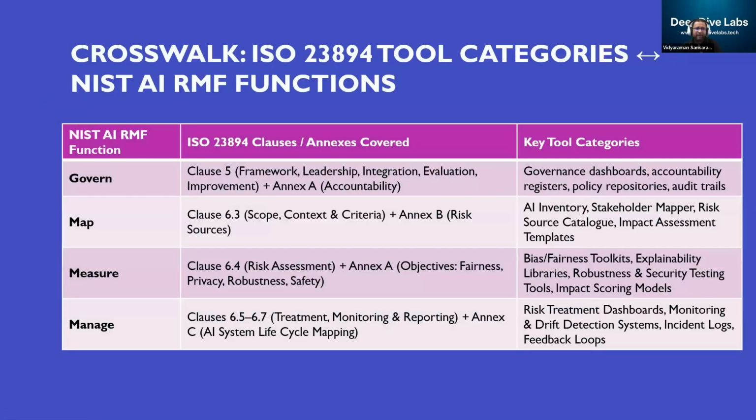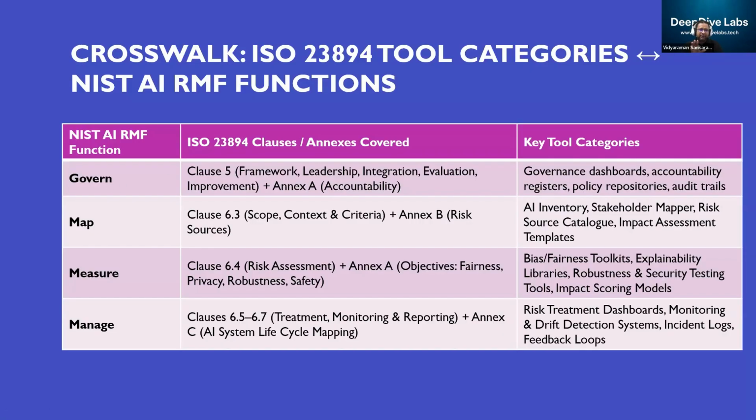Now, the relevance of this particular crosswalk here is we are now going to look at the ISO 23894 tool categories and see how we can very broadly map it to the NIST AI RMF functions. So going back to the NIST AI RMF functions, we had govern, map, measure, and manage as the top 4 pivots there. In ISO 23894, we have a number of these other clauses. For example, clause 5 will talk about frameworks, leadership, integration, and others, which closely maps to the notion of governance.